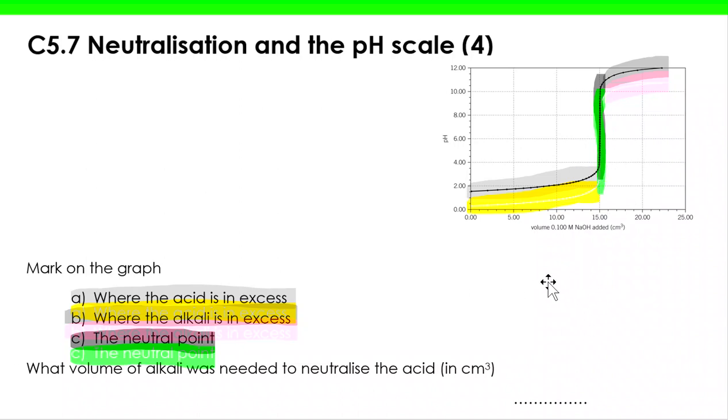What volume of alkali was needed to neutralise the acid? Well, you read across the graph, you look at where pH was 7, it's here, you read down, and the volume is 15 centimetre cubed. That takes us to the end of this video.